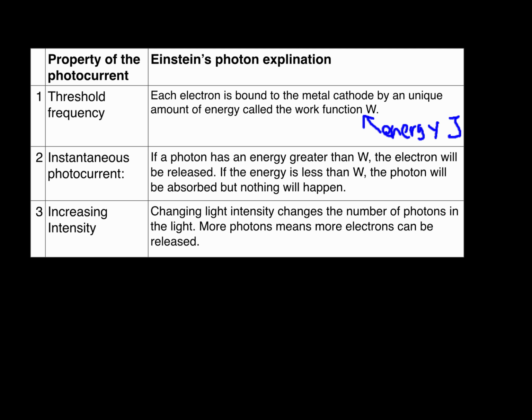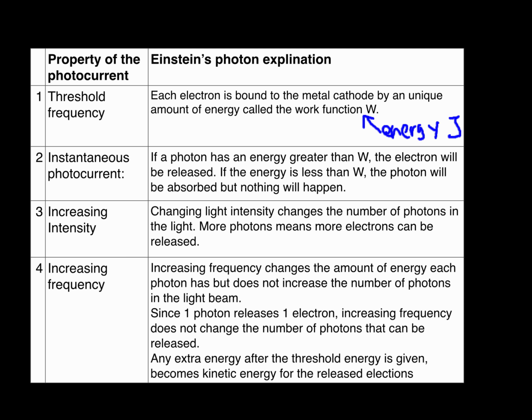Einstein explained the increasing intensity. Changing light intensity means we've changed the number of photons in the light. More photons means more electrons can be released. Finally, Einstein was able to explain the increasing frequency. Increasing frequency changes the amount of energy each photon has, but does not increase the number of photons in the light beam. Since one photon releases one electron, increasing frequency does not change the number of photons that can be released. Any extra energy after the threshold energy that's given becomes kinetic energy for the released electrons.